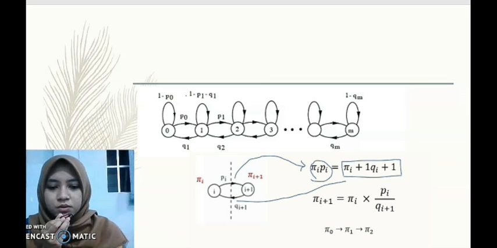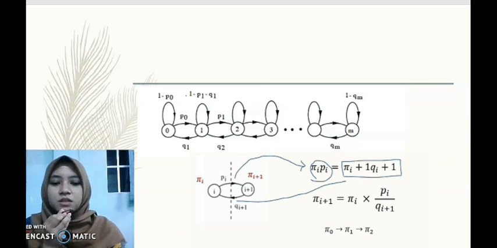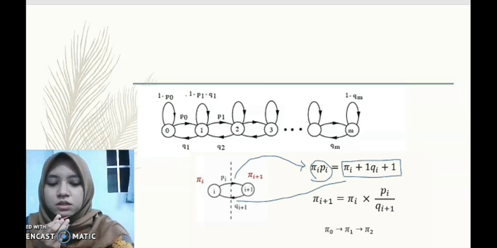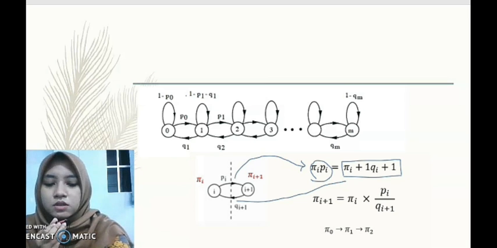How? This can be written as pi 0 plus pi 1, which is pi 0 times p0 over q1, plus pi of 2, which is pi of 1 times p1 over q2, that is pi of 0 times p0 times p1 over q1 times q2, plus etc., equals 1. This equation allows us to find pi of 0. That's all. Thank you.